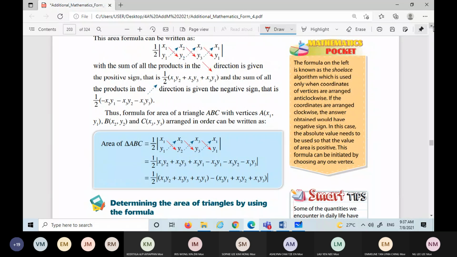Look at this. This we call the shoelace algorithm. If you arrange the vertices in anti-clockwise order, this will give you a positive area. If you arrange the coordinates clockwise, this will give you a negative area. Then with the modulus, you turn it into positive, because area cannot be negative. So this is the purpose of the modulus.